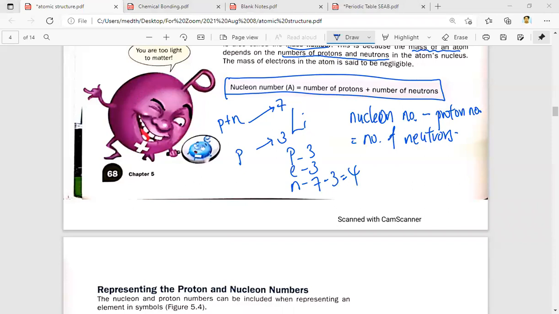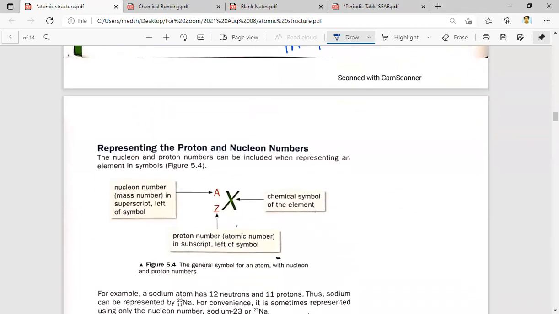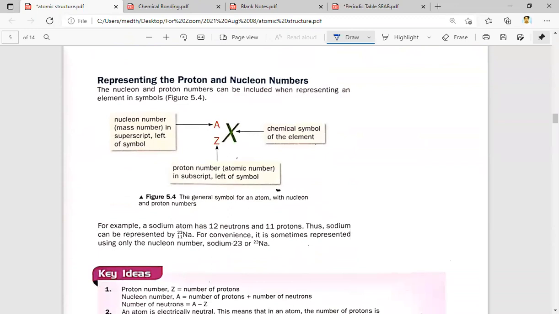So do take note of this one over here. You must be able to calculate the PEN for all your atoms. Okay, this is the most basic thing you must know. If you don't know this, you're going to face a lot of issues when you go into chemical bonding. Typically, when representing the proton and nucleon numbers, you realize the proton number will be at the bottom, the nucleon number at the top. So just like what I wrote just now, Li 3 7.